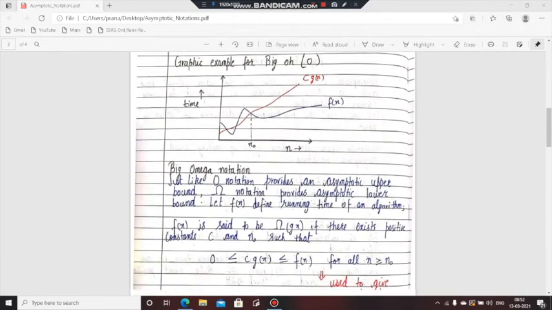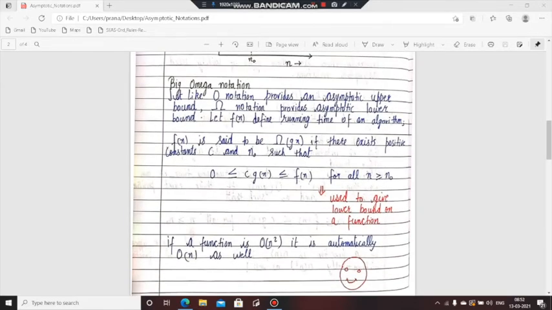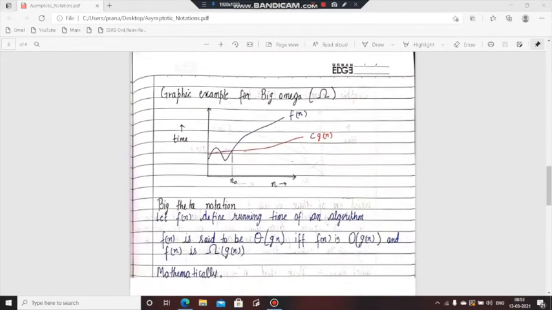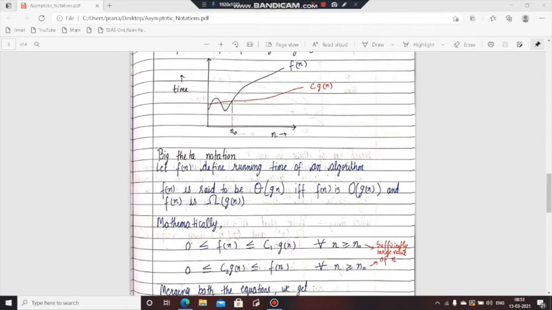Big omega notation tells us about the best case. And big theta, I'll come to it after I explain the big theta notation. So basically, big theta, let's take an example. Big theta is the average case of both the notations. Basically, big theta lies between both big omega and big O.